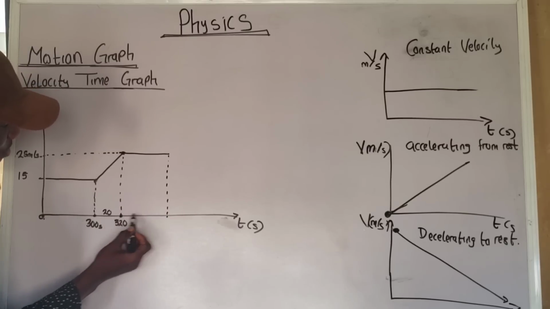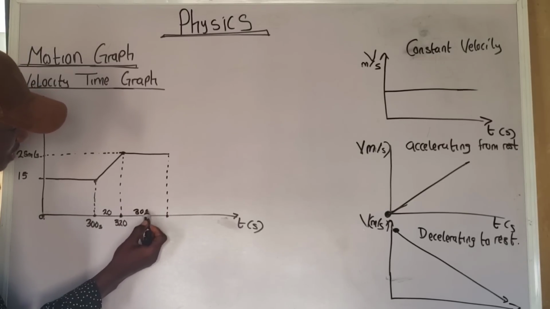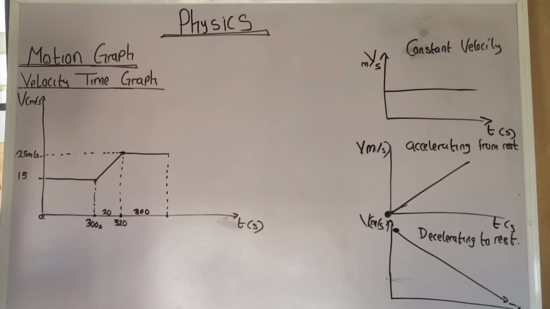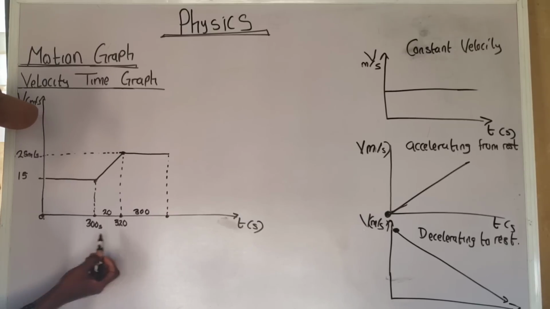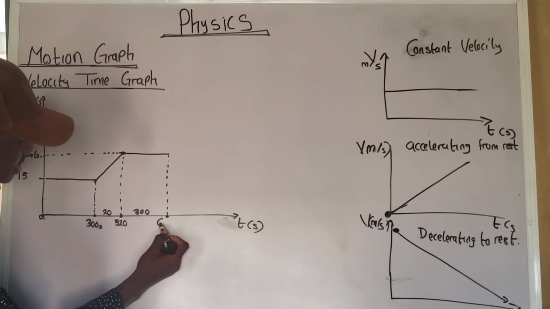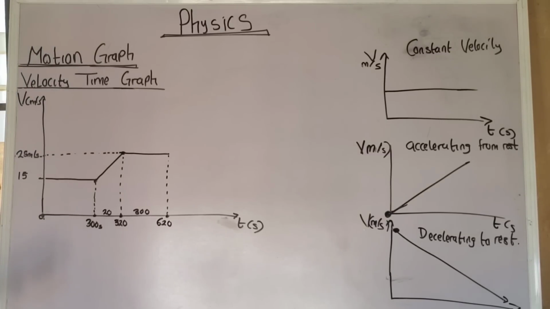Now the distance between this point and this point is what? 300. Okay? That is 300 seconds. You understand? So the distance between this point to this point, that will be what? 300 plus 320 plus 300, that will be what? 620. Do you understand? Okay?